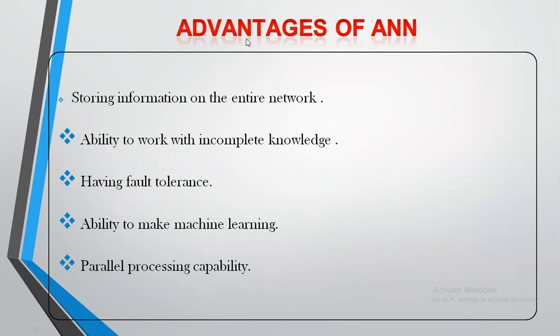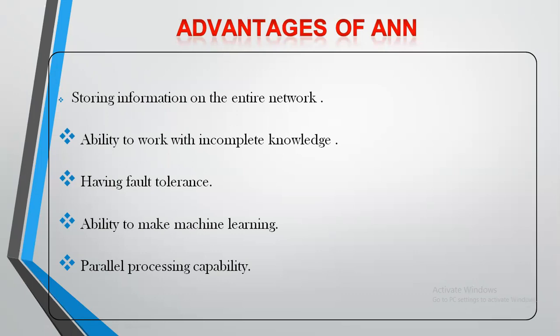Next, we are going to discuss some of the advantages of artificial neural network. The first advantage is storing information on the entire network. Here, to store the information, we are using the traditional way. That means we are using a hard disk or something like that to store the information. A collection of stored information is called a database.